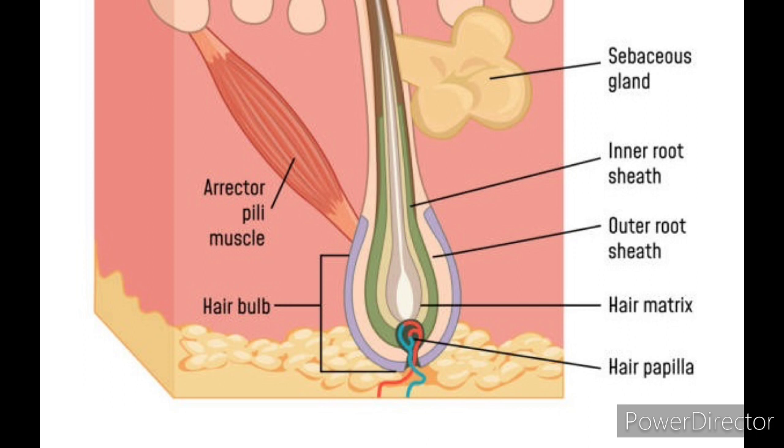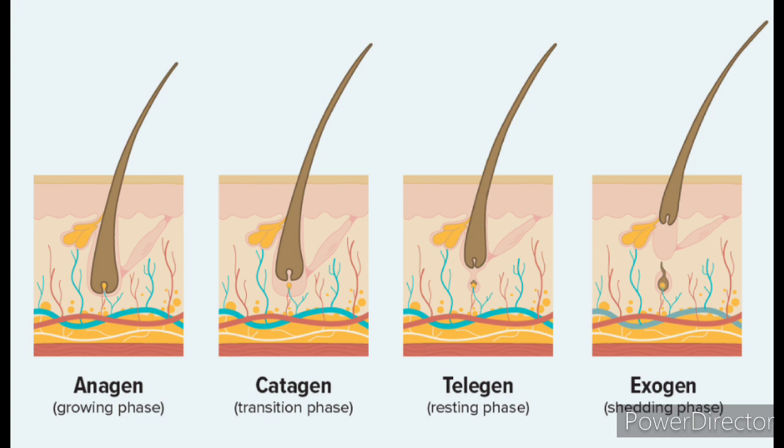There are 4 different phases to the hair growth cycle. The first phase is called anagen, or the growing phase. Secondly, we have catagen, or the transition phase, which lasts about 10 days. In this phase, the hair follicles shrink and the hair growth slows. The hair also begins to separate from the bottom of the hair follicle.